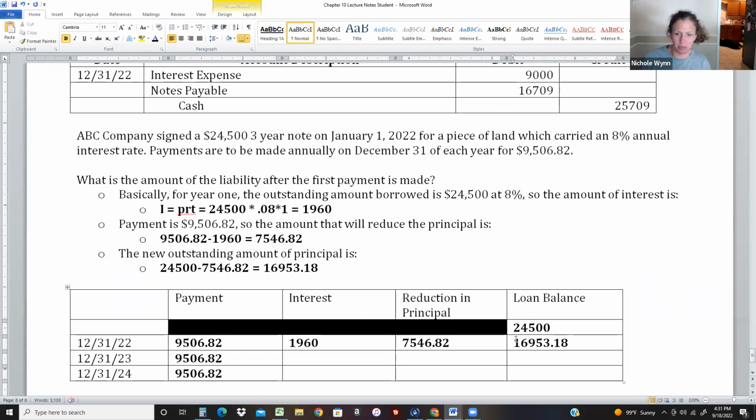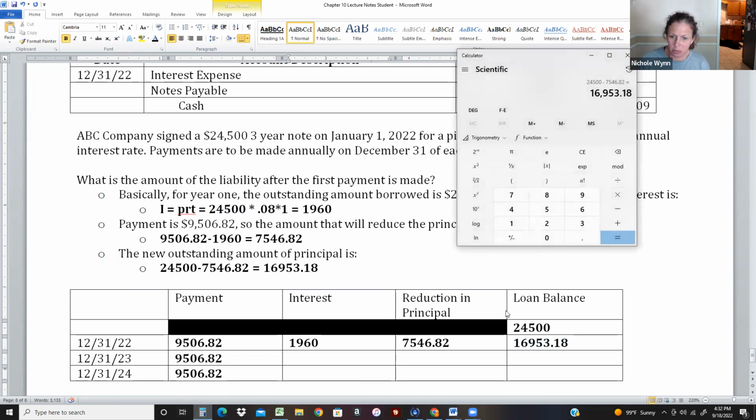So now what I want you to do is pause the video and try to fill this in. So the amount that goes to interest the next time would be based on this balance. And so use I equals PRT, but instead of doing 24.5, now you only owe 16,953. So hit pause and then unpause me and I'll fill it in for you.